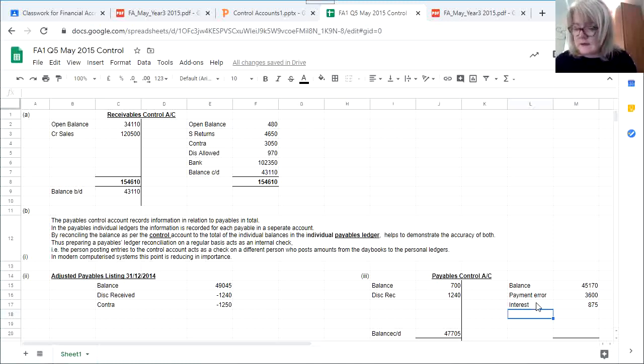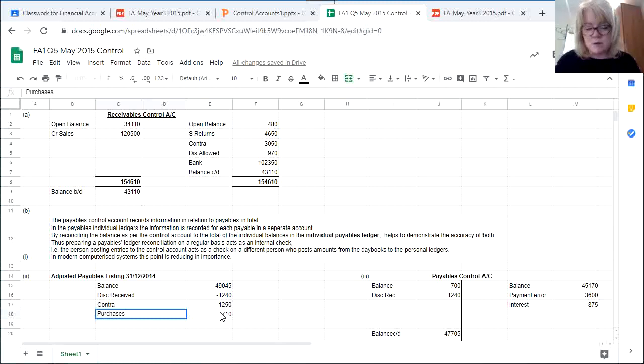And the next item is goods purchased costing 710 were recorded correctly in the payables control account but omitted from the payables personal ledger. So back here to the individual ledgers, goods purchased of 710 will increase the balance that I owe to my payables. So purchases there of 710 will be a plus to that.